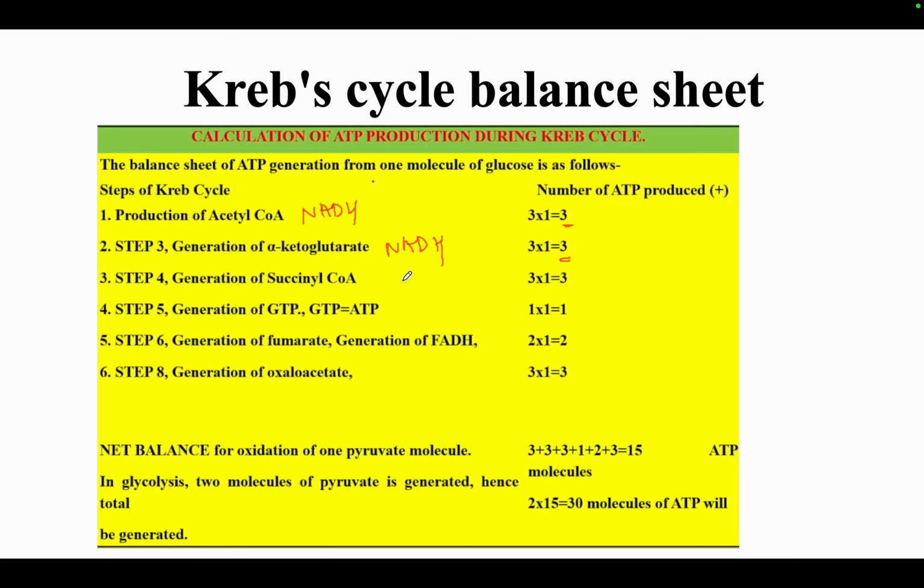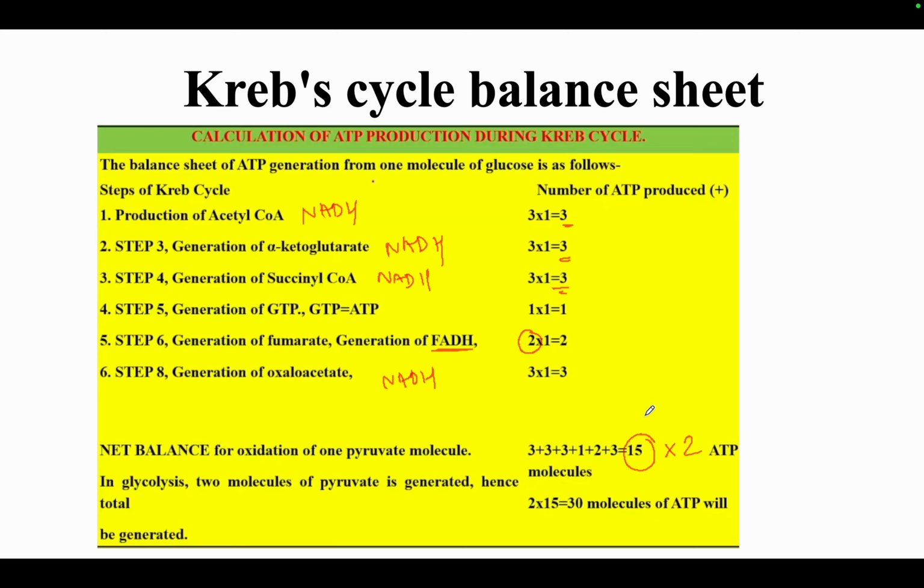And from succinyl CoA again NADH was involved, so again 3 ATPs, and then we got 1 GTP which is equivalent to ATP only, so 1 ATP here. Then we had FADH2 which is equivalent to 2 ATP molecules, so 2 ATPs, and then finally we get oxaloacetate. Here also we are getting 3 ATPs from NADH. So we get a total of 15 ATP molecules, but we have to multiply this by 2.